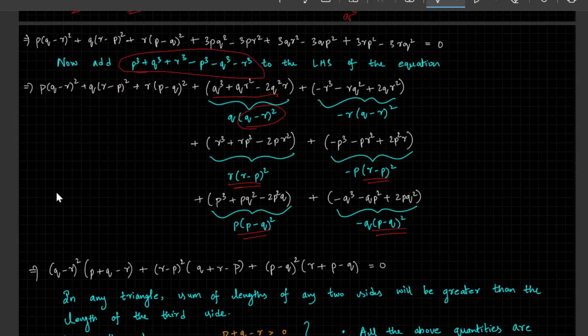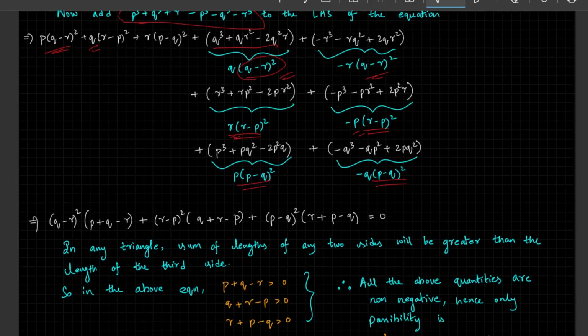So you can just take the common things, like (q minus r) whole square is common in this one and this one. So that leads to p plus q minus r. Similarly, (r minus p) whole square, if you take common, we have q plus r minus p, and this is (p minus q) whole square into (r plus p minus q). So this is the equation we have got.